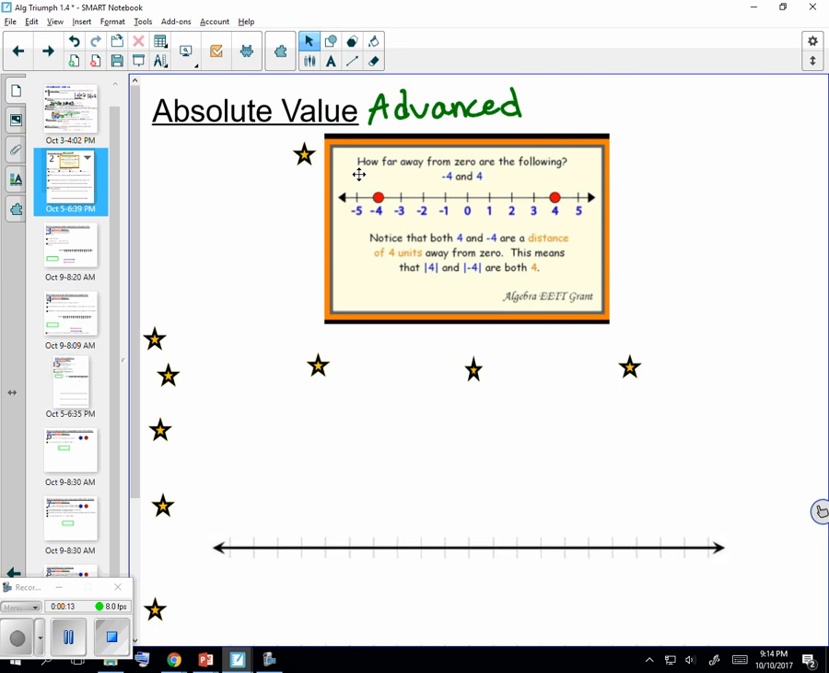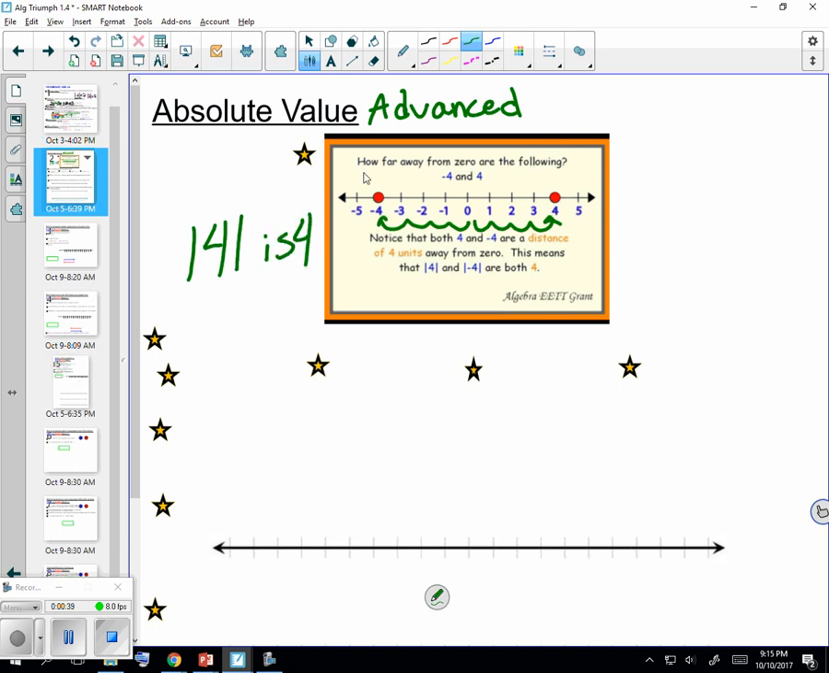We discussed previously that -4 and 4 both have the same absolute value because we count from 0: 1, 2, 3, 4 spaces to get to -4, and 1, 2, 3, 4 spaces to get to +4. Notice that they both have the same distance, so our absolute values are both 4. The absolute value of +4 is 4. It's 4 steps to the right of 0. The absolute value of -4 is also 4. It is 4 steps to the left of 0.